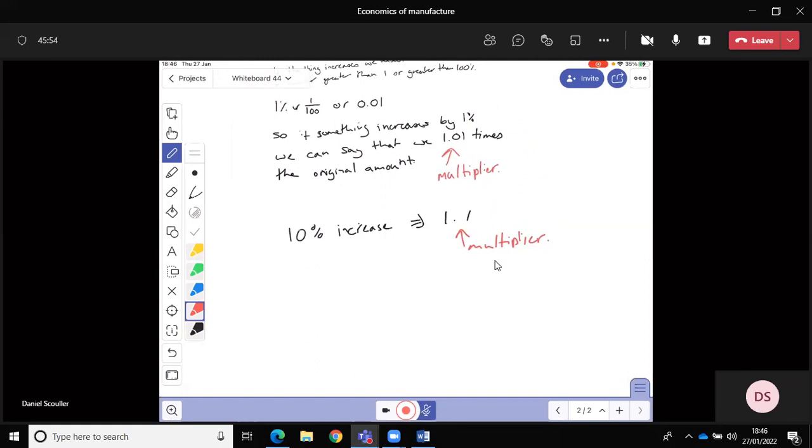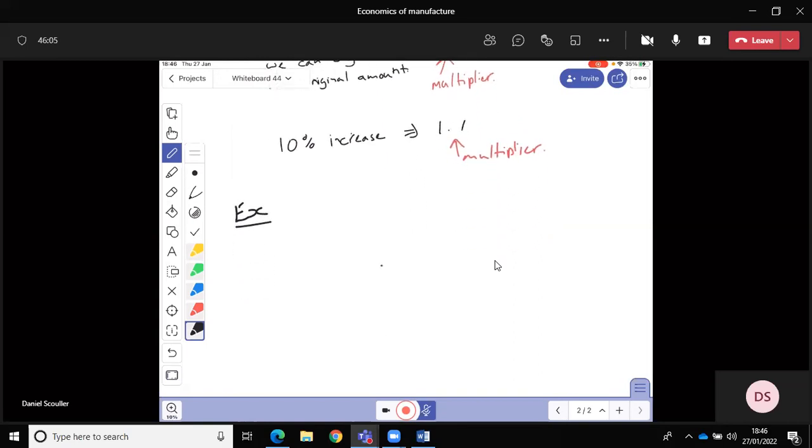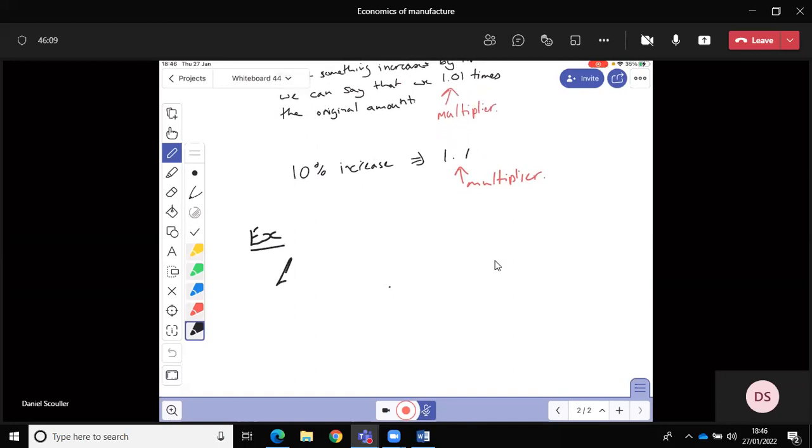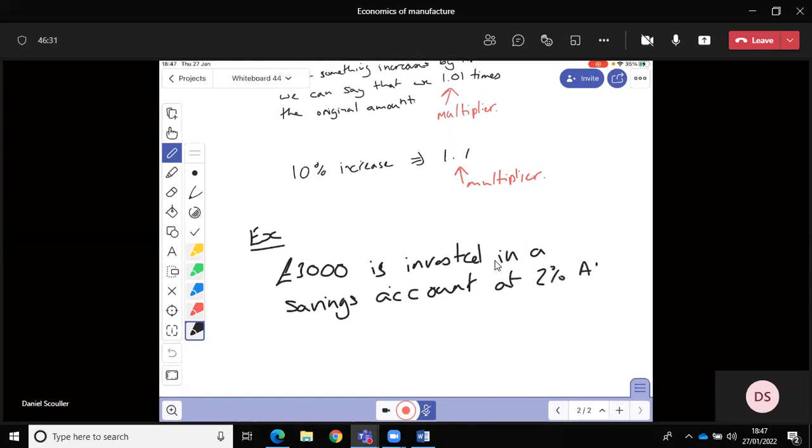Okay, so if we stick that in an example, say £3,000 is invested in a savings account at 2% APR. How much do we have after 1 year?